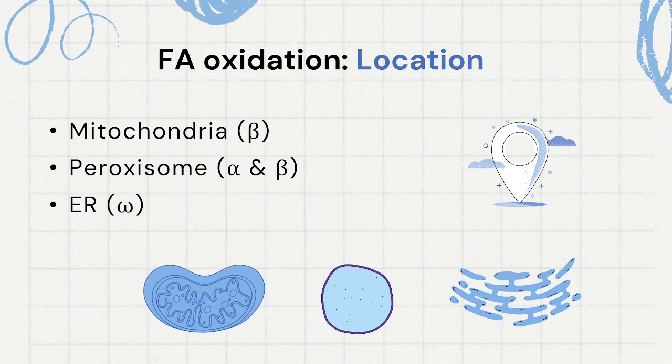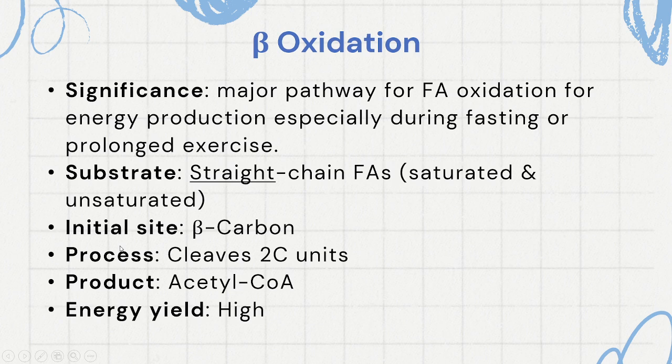Where are the locations at the level of the cell? Beta oxidation primarily occurs in the mitochondria. A specific type of beta oxidation also occurs in the peroxisome. Alpha oxidation primarily occurs in the peroxisomes, while omega oxidation takes place in the endoplasmic reticulum. Beta oxidation is the major pathway for fatty acid oxidation for energy production, particularly during fasting or prolonged exercise.